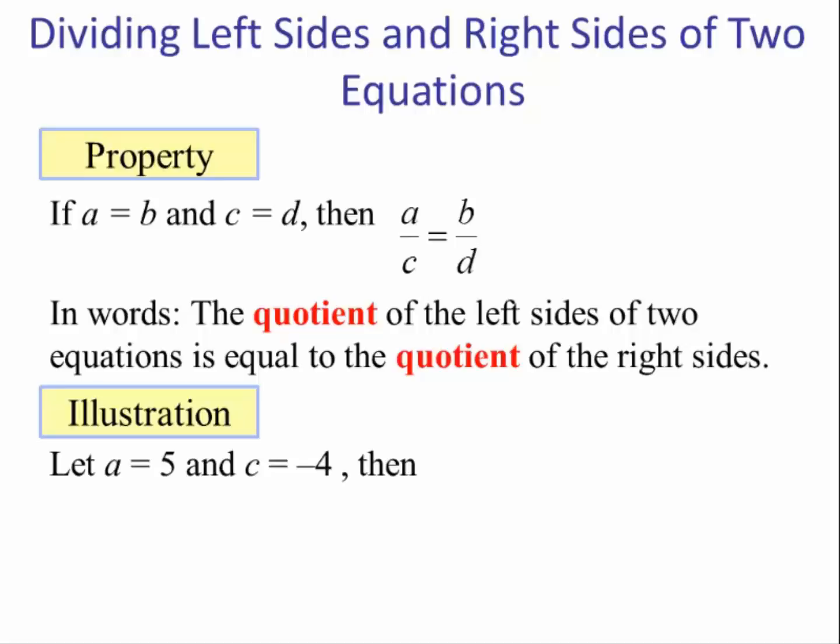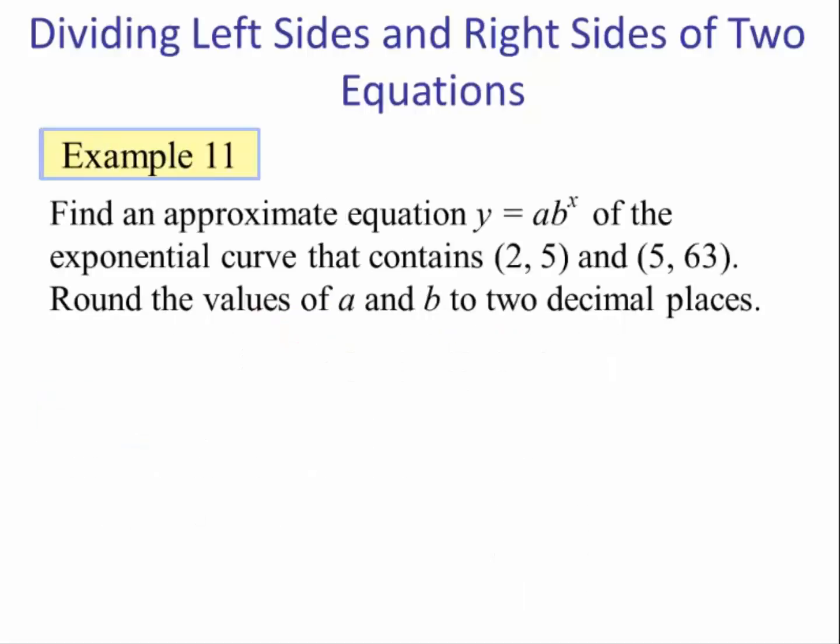Let's let a be equal to 5 and c be equal to -4. Then b also equals 5 because a and b are equal, and d equals -4 because c and d are equal. So if we plug these values in for this equation, we have 5 divided by -4 equals 5 divided by -4. So it works. The left-hand side equals the right-hand side. So you may ask, why do we need this? Well, let's look at an example and we'll see.